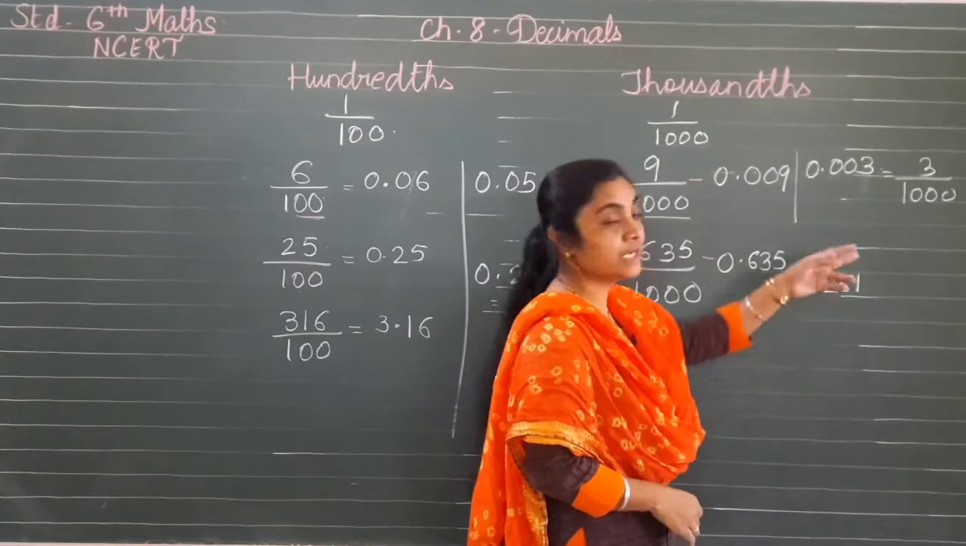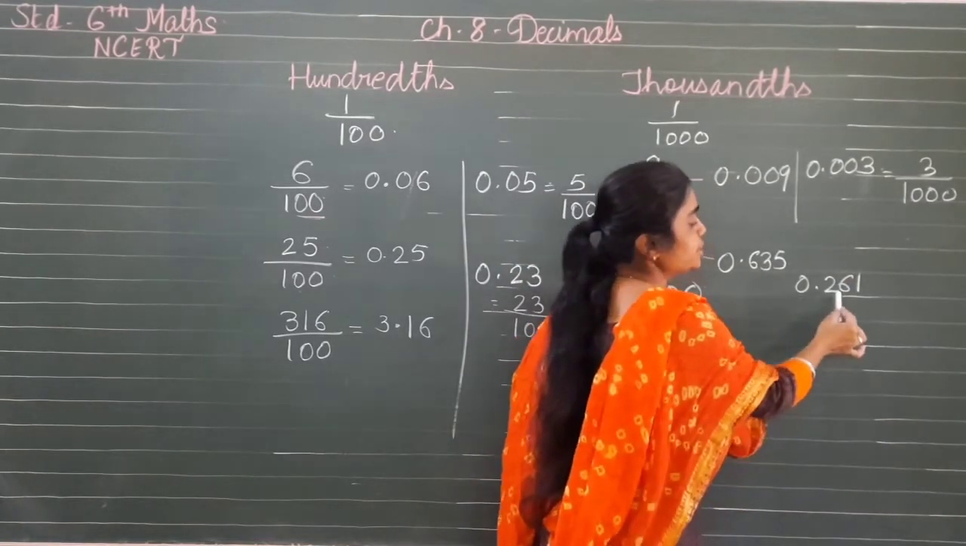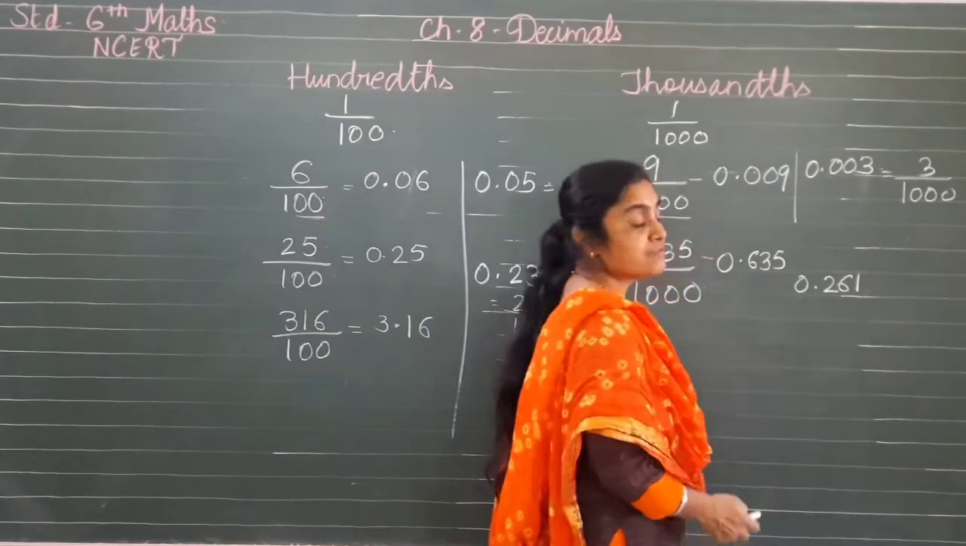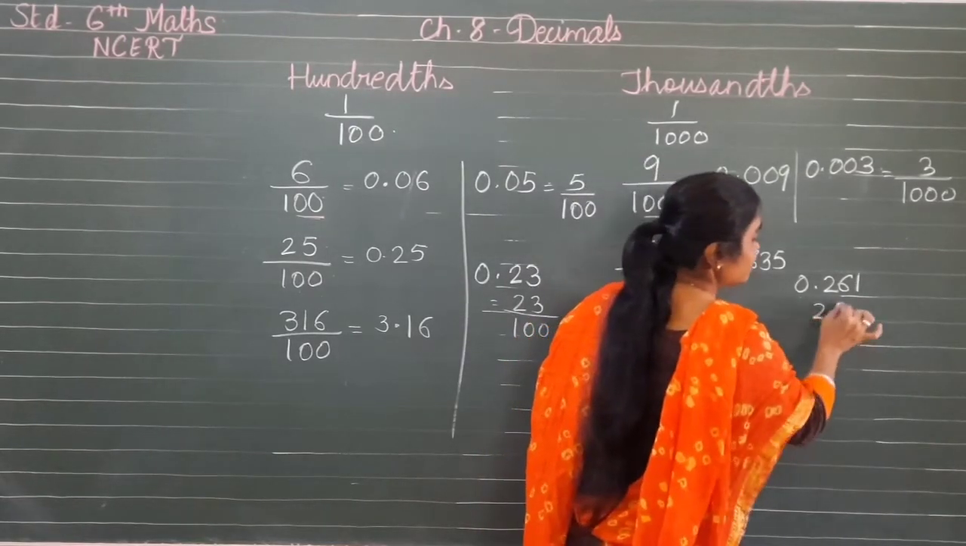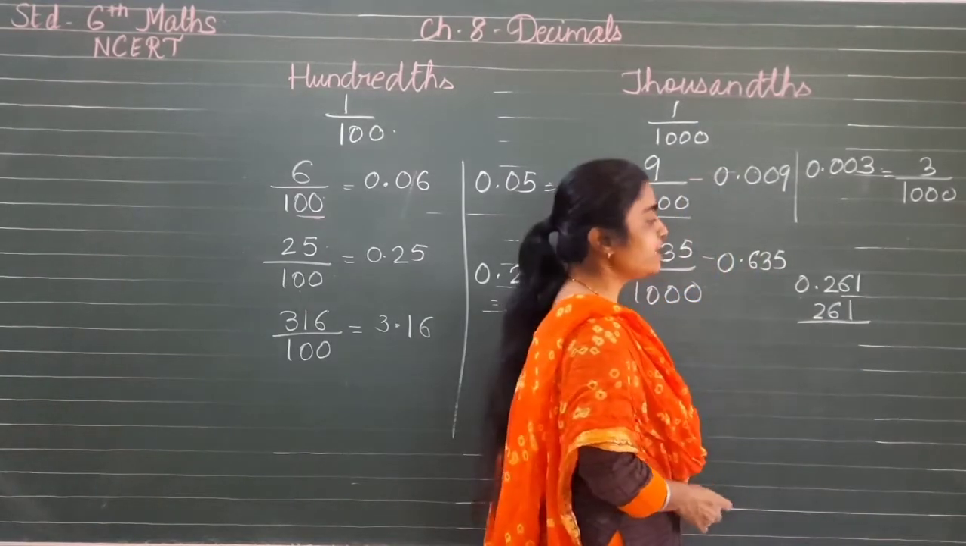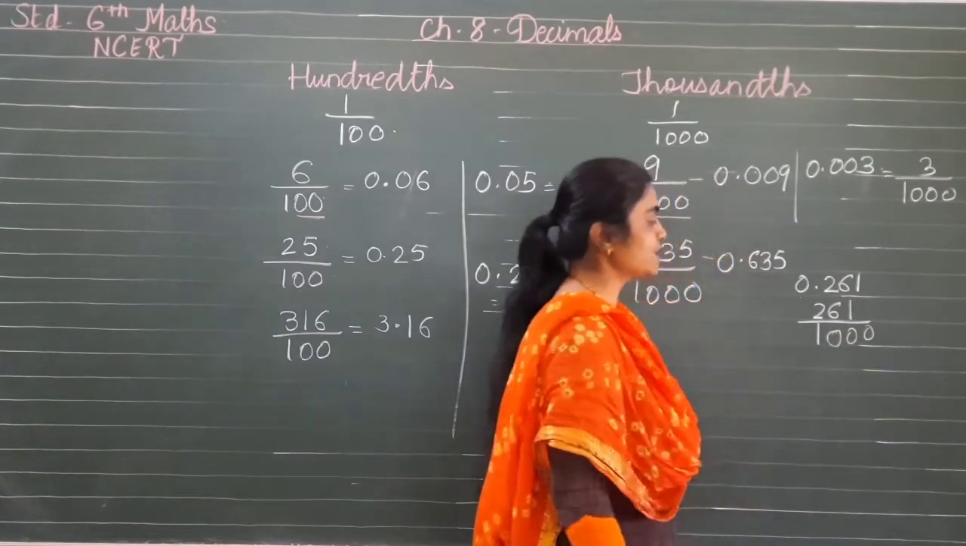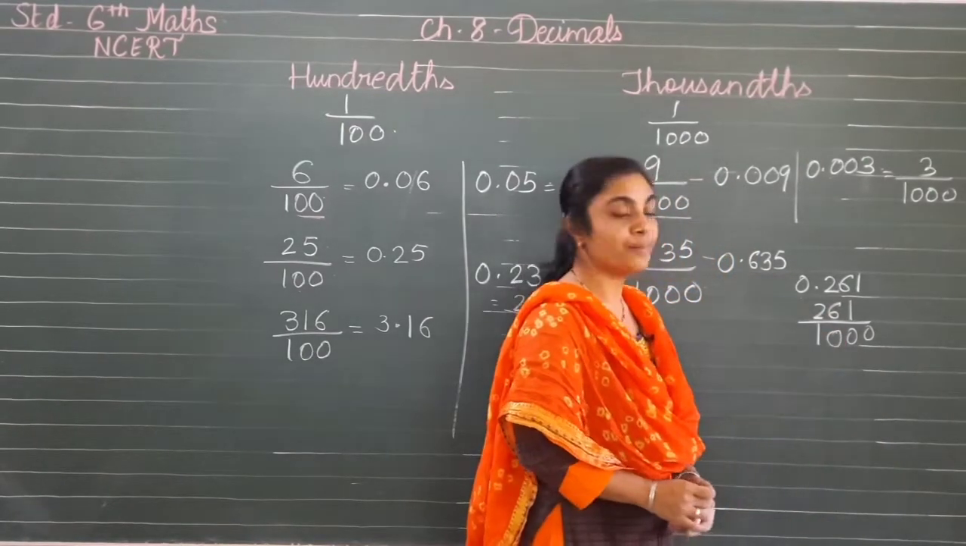So it has been converted into fraction form. Now this is 0.261. First we will remove the decimal point, so it will become 261. So in the denominator there should be 3 zeros. So after 1 we will put 3 zeros. So the answer will be 261 on 1000.